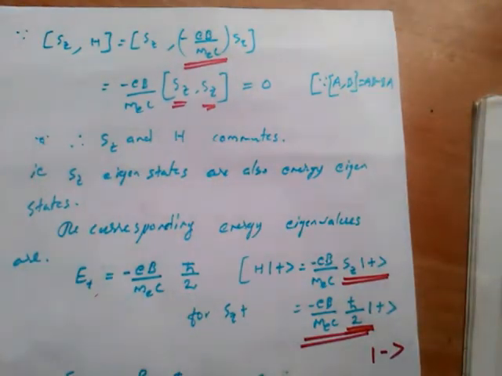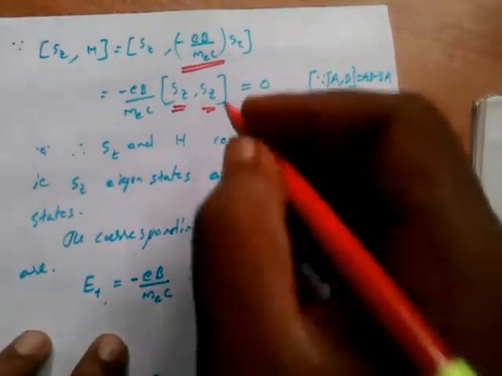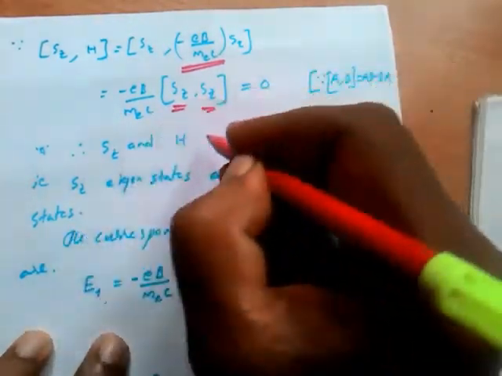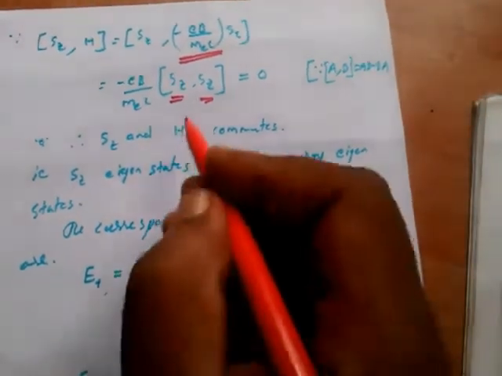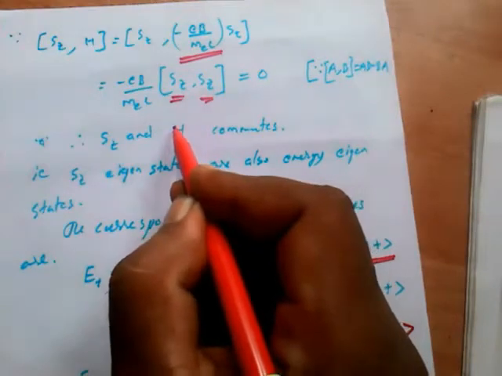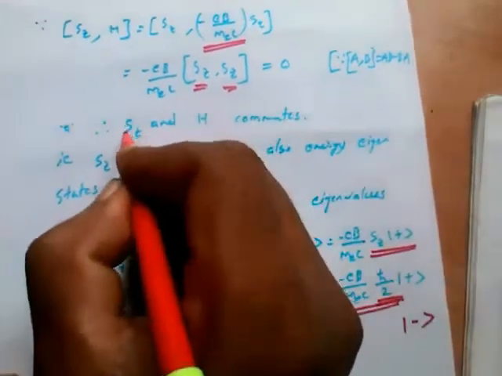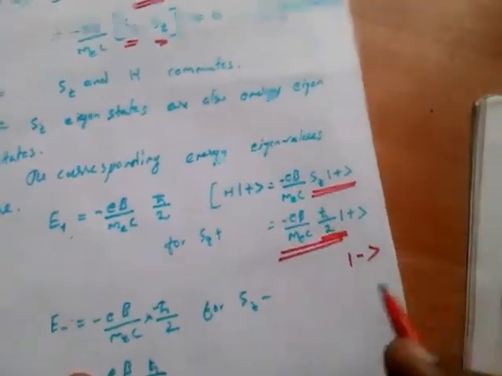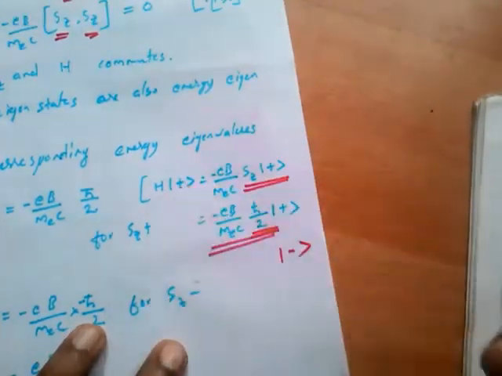If two operators commute, then their eigenstates are similar. The eigenstate of one should be the eigenstate of the other operator too. So the eigenstate of H is the eigenstate of S_z. The corresponding energy eigenvalues we will find by operating H on the S_z plus state.